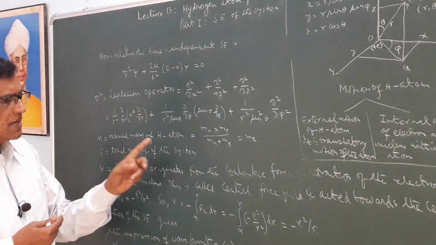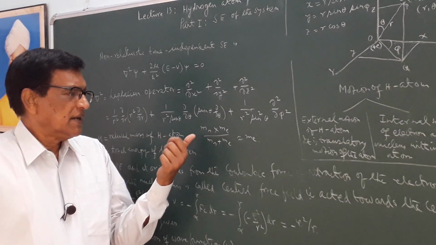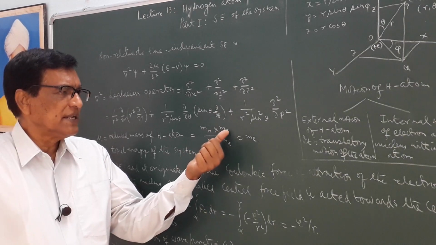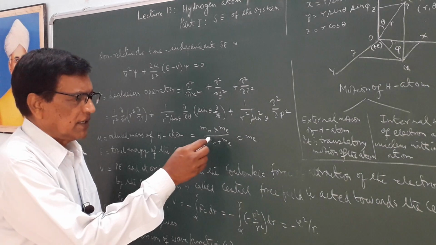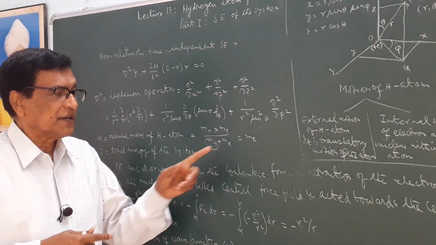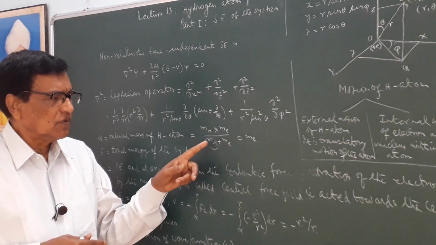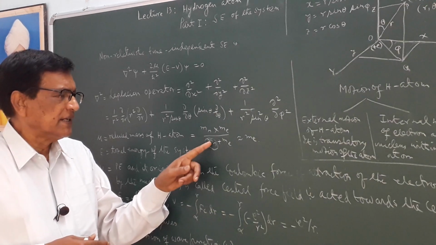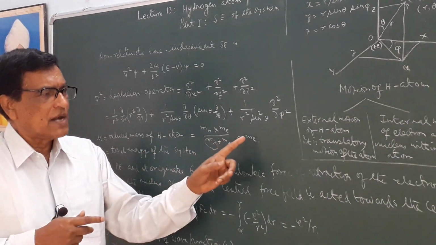Mu is the reduced mass of the hydrogen atom, and the reduced mass is expressed as the mass of the nucleus into the mass of the electron divided by the mass of the nucleus plus the mass of the electron. But the nuclear mass is 1836 times greater than the electron mass. So we can neglect Me in comparison to Mn, and this Mn will cancel. So the reduced mass is almost equal to the mass of the electron.